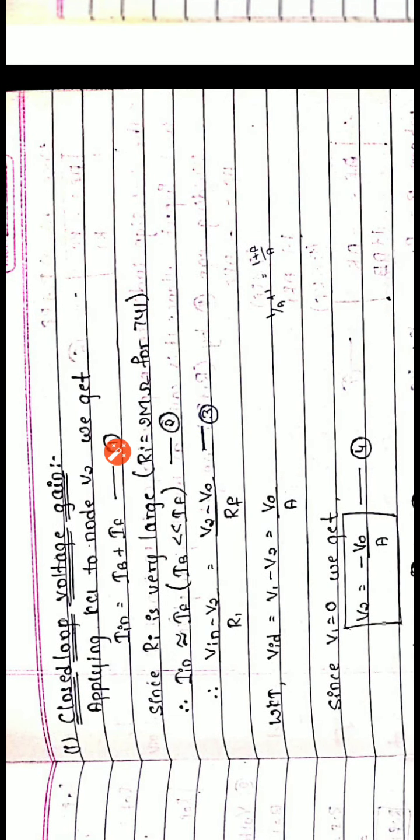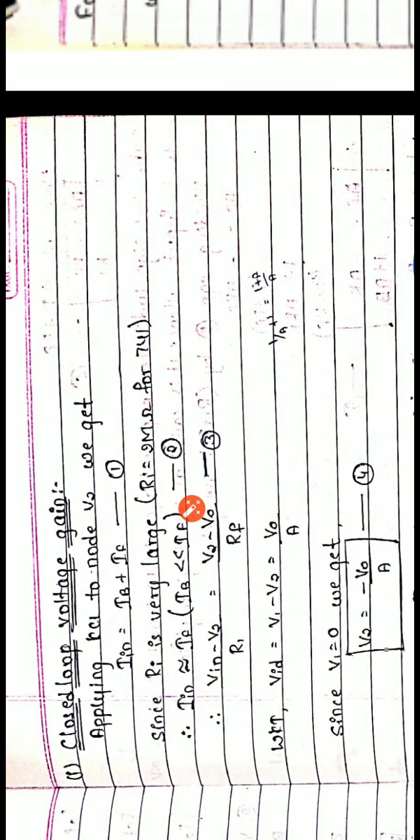So applying KCL to node V2, we will get IN equals to what? IB plus IF. Since Ri is very large, in terms of 2 mega ohms, therefore we can write that IB can be neglected because it is very small and nearly equals to 0. So therefore we can write IN is nearly equals to IF. Okay. Now we know the formula for IN is nothing but what? Vn minus V2 by R1, which I explained earlier. And IF is nothing but what? Potential difference between V2 minus V0 divided by RF.